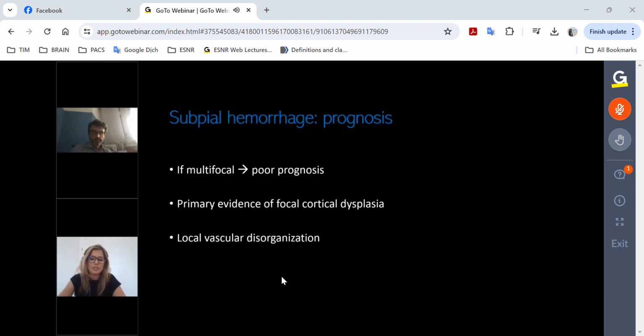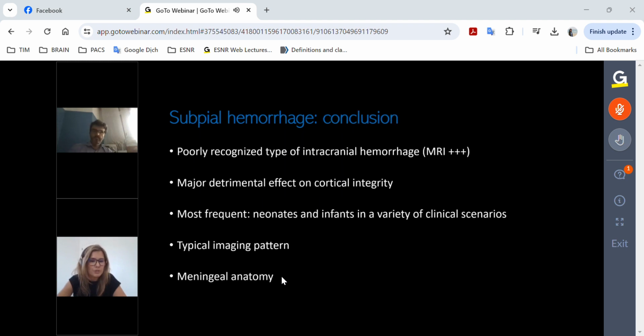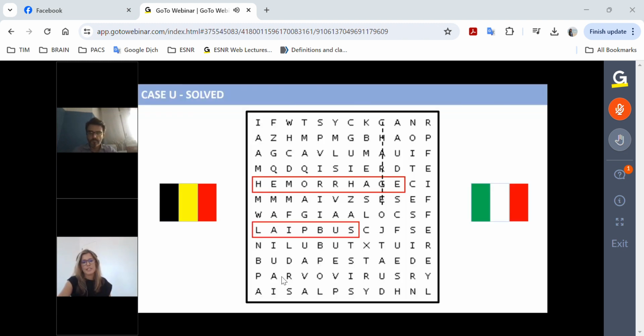If it's multifocal, of course, the prognosis is quite poor. And what is important to remember is that it is a poorly recognized type of intracranial hemorrhage because it's very rare, and we have difficulties seeing if it's intraaxial or extraaxial if it's very big, and it has a major detrimental effect on cortical integrity. It's more frequent in neonates and infants, and it has this peculiar imaging pattern, and it's important to know the meningeal anatomy. So here is the hemorrhage, the subpial hemorrhage.